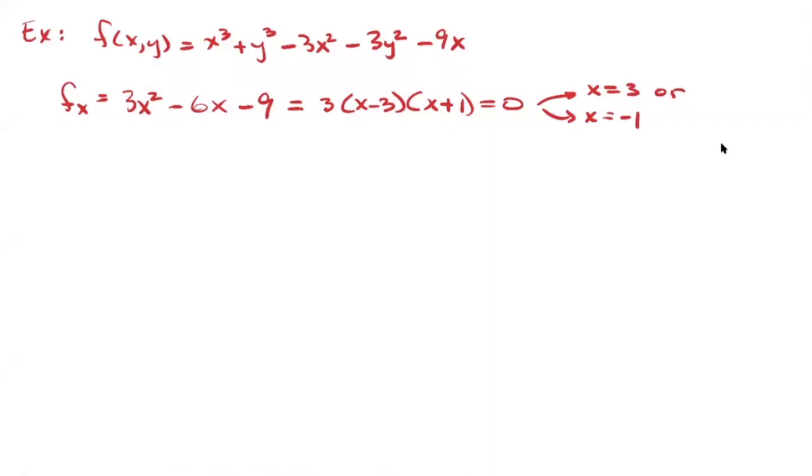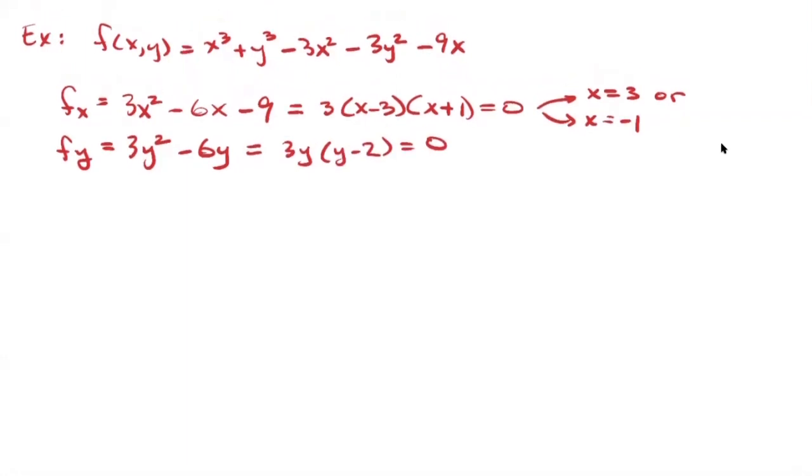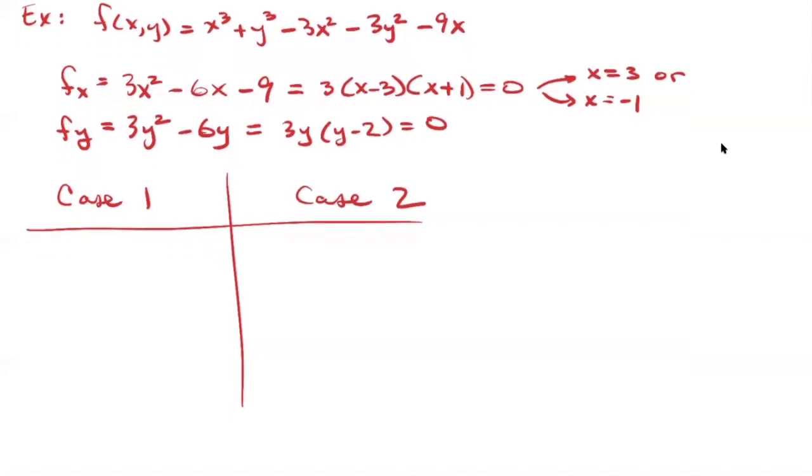Now the partial with respect to y is 3y squared minus 6y. That's it. Which also factors, so you're going to have 3y times (y minus 2). You're going to set this equal to 0. Now I'm not going to draw any conclusions. What I want you to do when you do this is to break this into cases. So we're going to do a case 1 and a case 2 when you get multiple solutions. Look at one equation at a time.